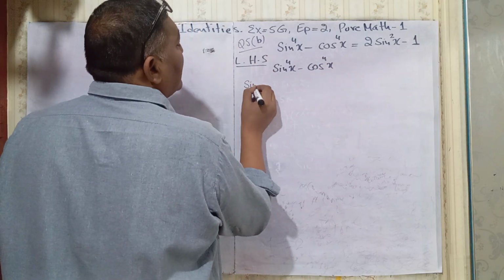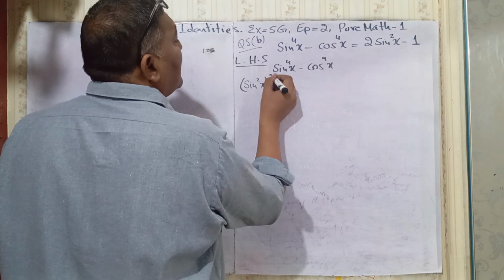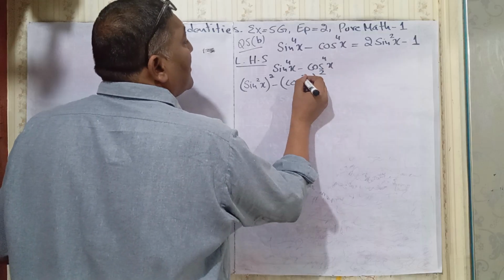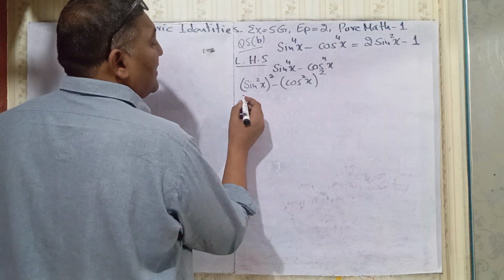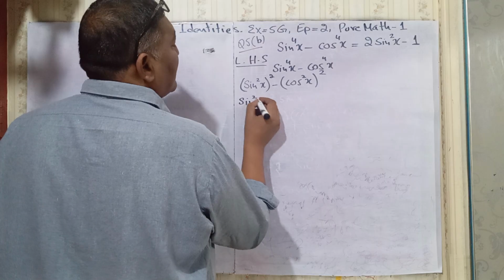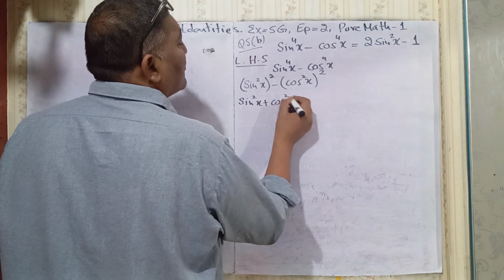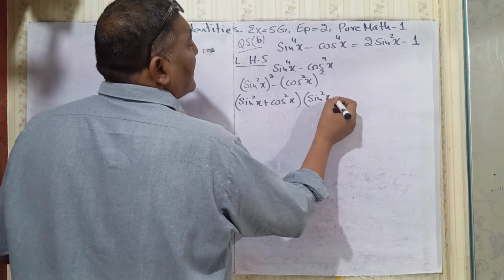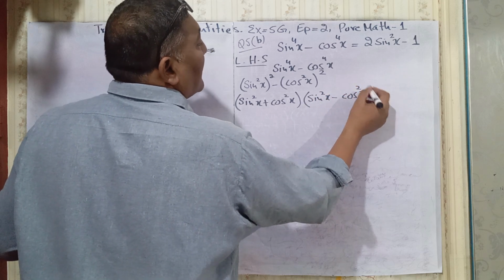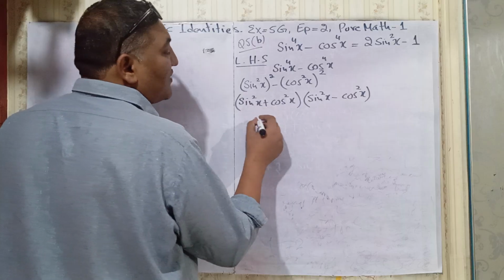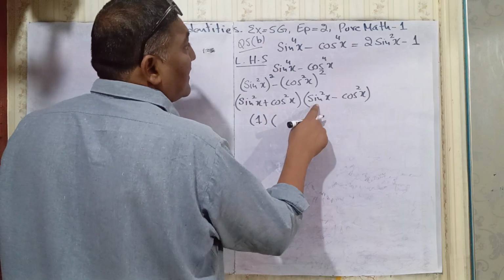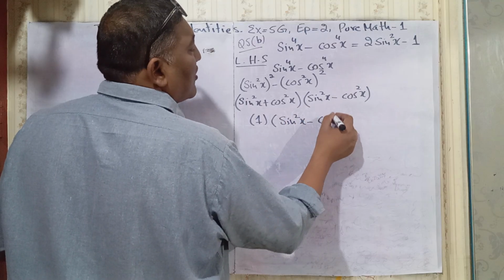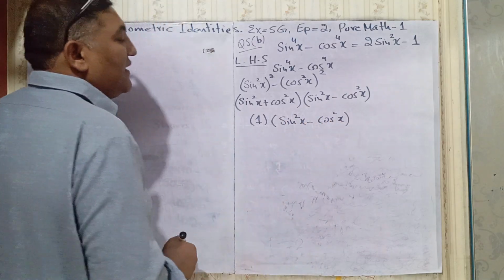So I can write it like this: sine square x whole square minus cos square x whole square. So this is a difference between two perfect squares, so you can write it like this: sine square x plus cos square x and sine square x minus cos square x. Okay, so sine square x plus cos square x, that is 1, and this is sine square x minus cos square x. So 1 will multiply, that makes no difference.